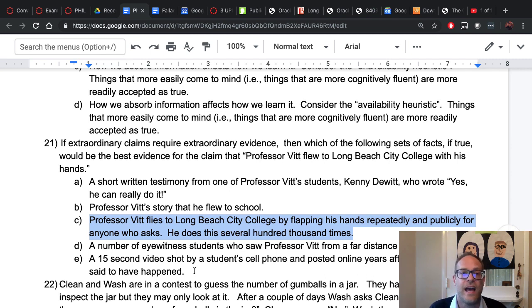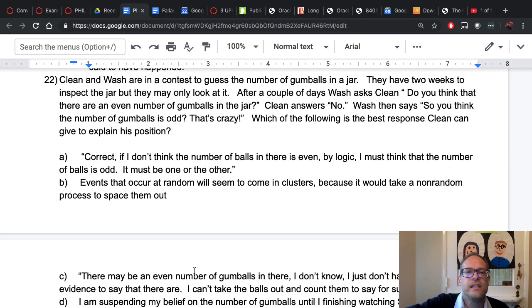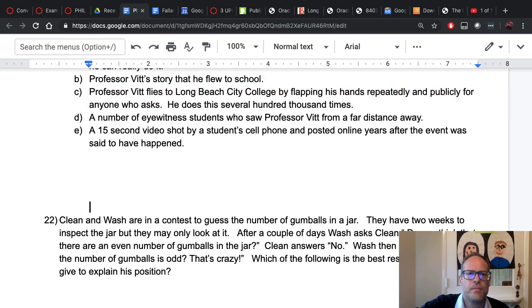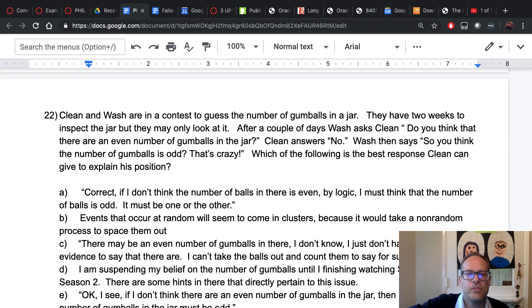But the absolute best evidence to conform with the rule that extraordinary claims require extraordinary evidence would be C. Because if I publicly demonstrated that capability for anybody who asked me to do it, and I did that several 100,000 times, that would be extraordinary evidence. So our best answer there is C. All right. This leads us to the burden of proof questions here with the gumball. Maybe you guys remember that. Okay, the gumball is an old example, but it is a good one.